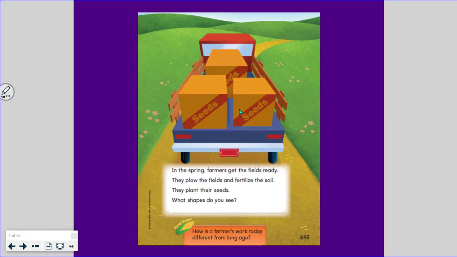In the spring, farmers get the fields ready. They plow the fields and fertilize the soil. They plant their seeds. What shapes do you see? So again, write down the name of any shapes that you see on the line below. Right down on the bottom on the line, you're going to write any shapes that you see. So pause your video and do that. Last thing that it says on this page is, how is a farmer's work today different from long ago? Oh, that's a great question.